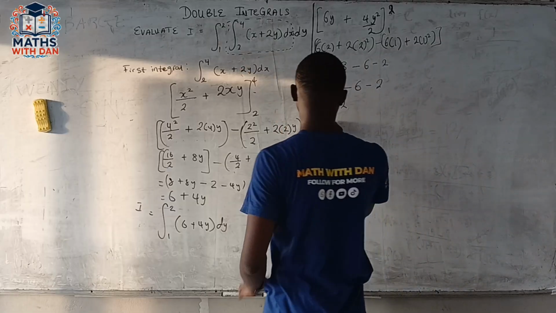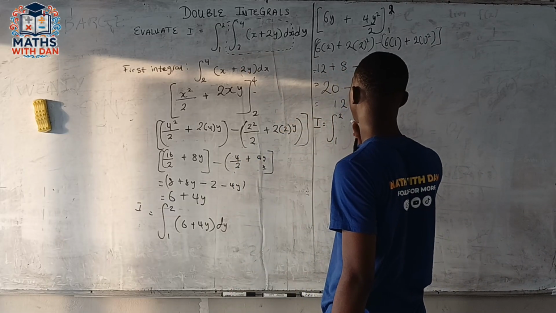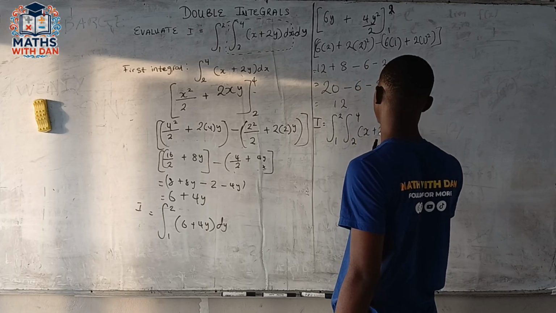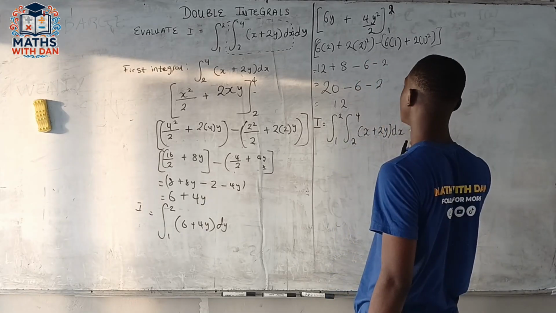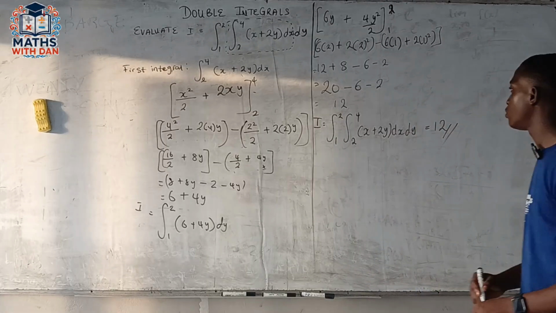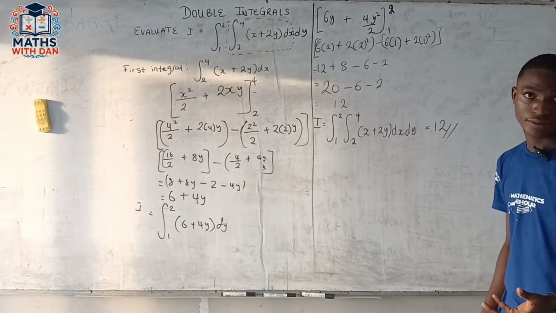So we can now say that the integral from 1 to 2 and 2 to 4 of x plus 2y dx dy will now be equal to 12. So that's the integral for this boundary.